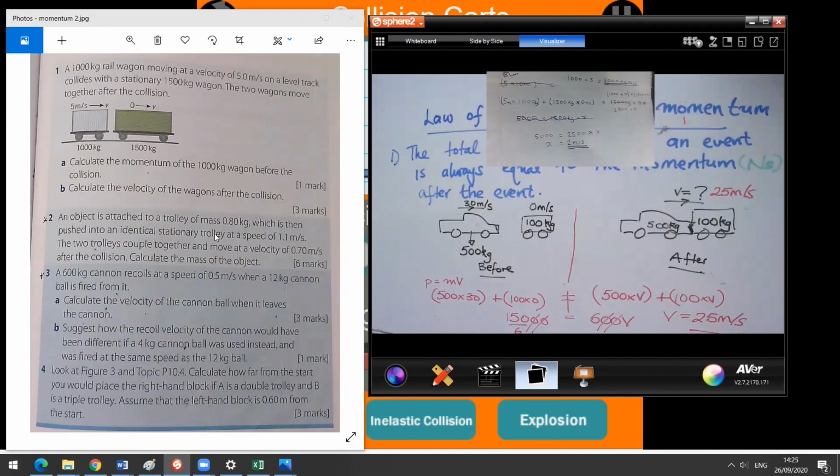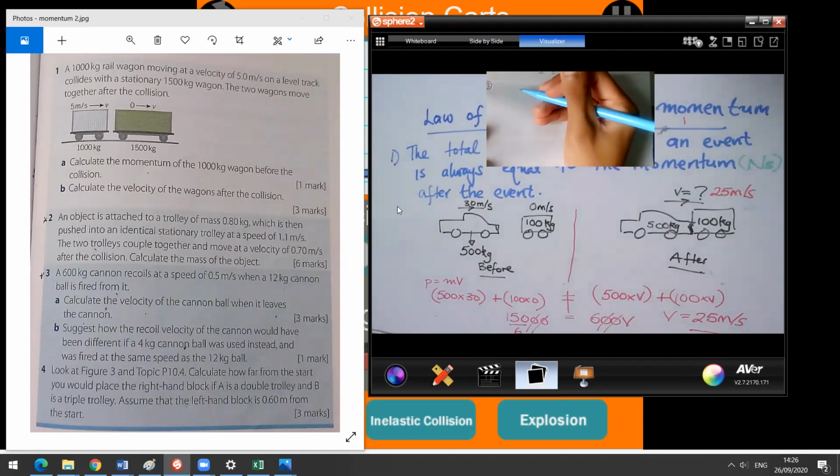Well done. Number two. Have we got number two now, Jay? It's going to be a lot of working for this one because it's 6 marks. That's at least a grade 7, grade 8 question.